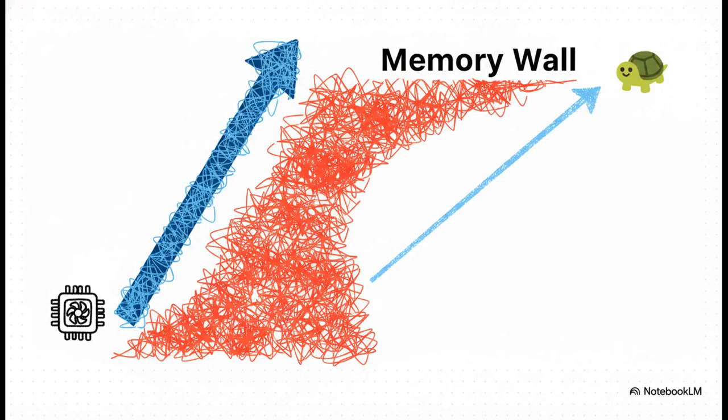Okay, so the heart of the issue is what a lot of engineers call the memory wall. Just picture this. Your GPU's ability to compute stuff is growing exponentially. It's just insane. But the speed at which you can actually feed it data is kind of just chugging along, growing linearly. This huge gap is the battlefield where your performance is either won or lost.